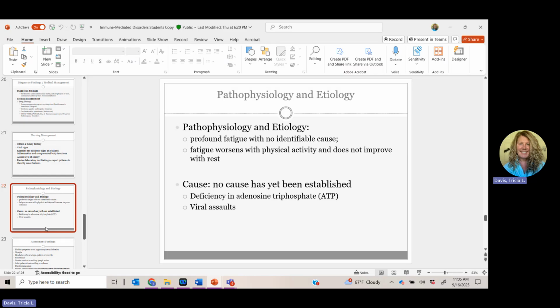We don't really know what causes this. We do see that with some of our patients, when we do testing on them, they have a history of developing different viral infections, and that these patients have a deficiency in adenosine triphosphate, which is ATP, which we know we need in our body and our cellular activity to make energy.